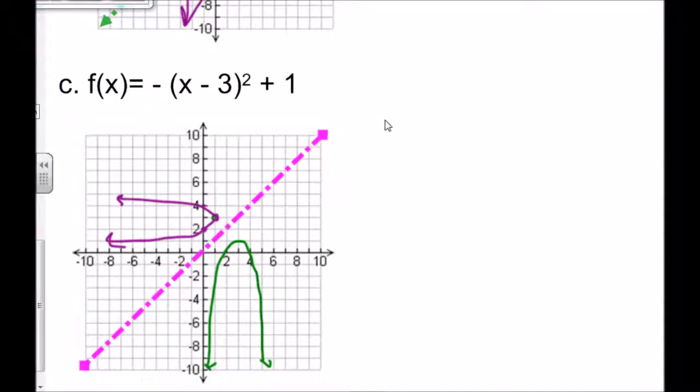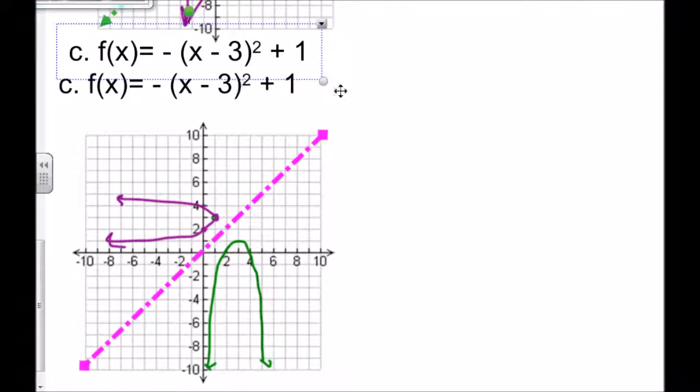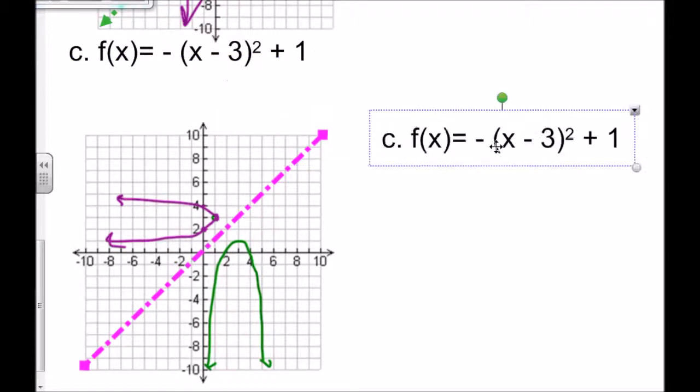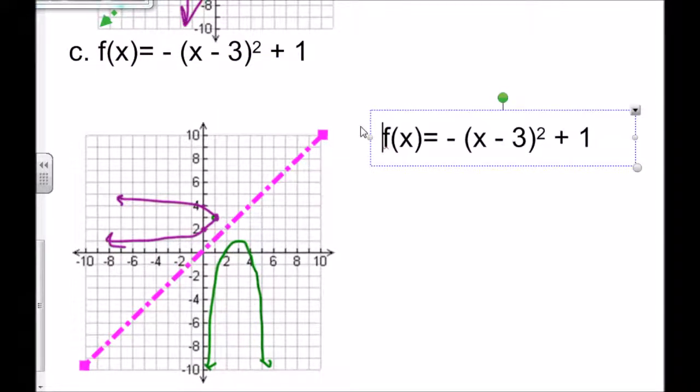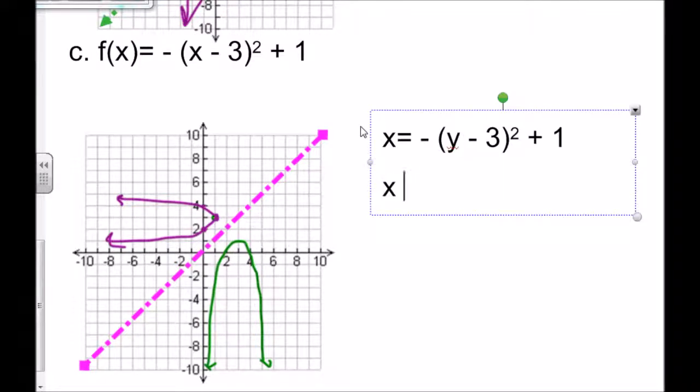There is one thing you've got to be careful about when you're doing this. So the first thing we're going to do, swap our y and x. So now it's going to be x equals negative (y minus 3) squared plus 1. Subtract 1 from both sides. Great. X minus 1 equals negative (y minus 3) squared.